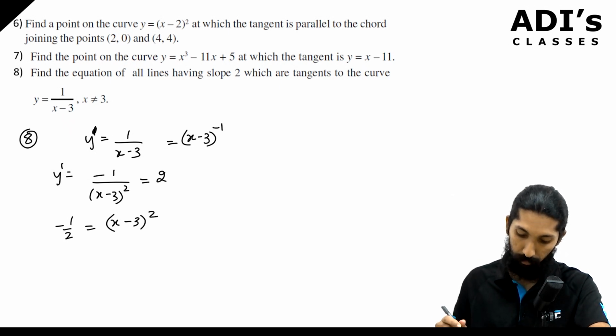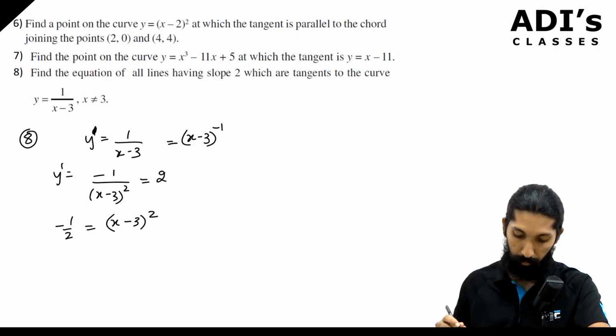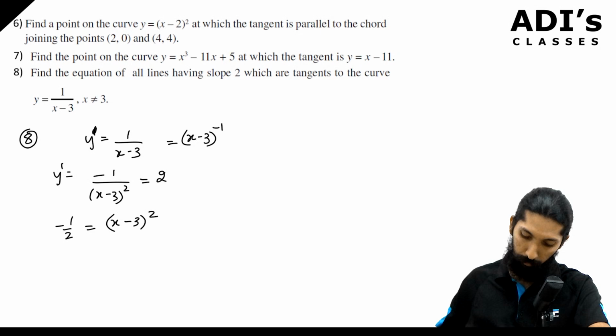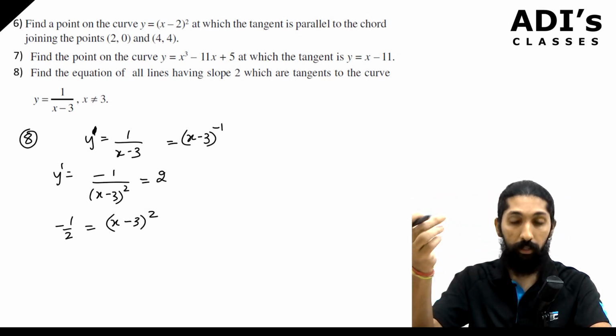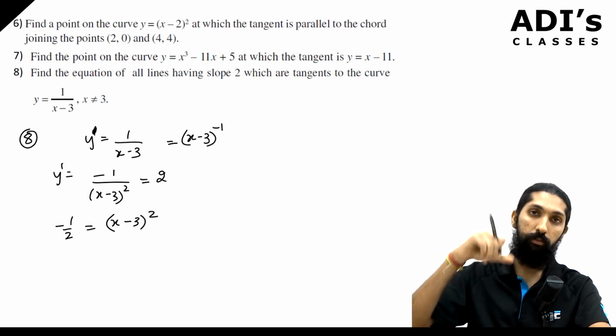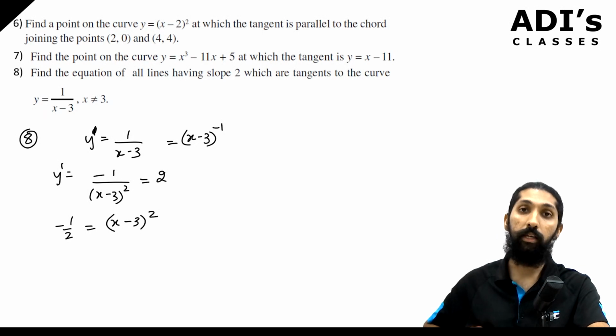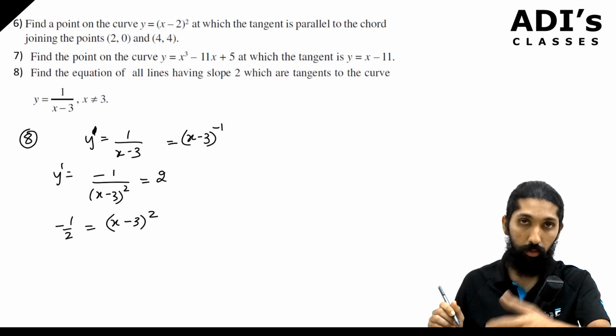Now (x minus 3) whole square is equal to minus 2. So what we have here is that the square of a particular number is coming out as minus 2, isn't it? Now the square of a number can never be negative, because square numbers are always positive.